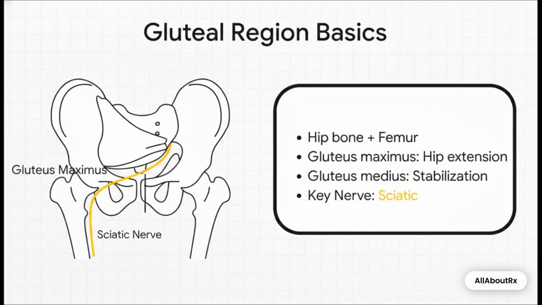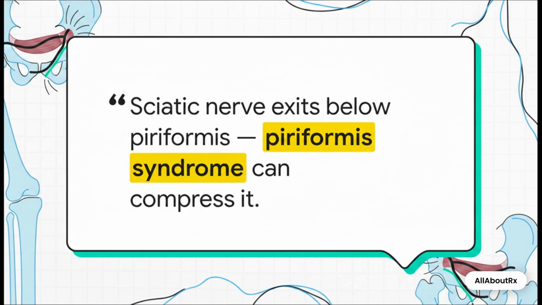But the real star of the show? The sciatic nerve. It's actually the largest single nerve in your entire body. And that brings us to a massive clinical pearl. The sciatic nerve exits the greater sciatic foramen directly below the piriformis muscle. Why does this matter for your exams? Or, your future patients? Because if that piriformis muscle spasms or gets tight, it compresses that massive nerve. We call this piriformis syndrome, and it completely mimics the radiating agony of true sciatica.